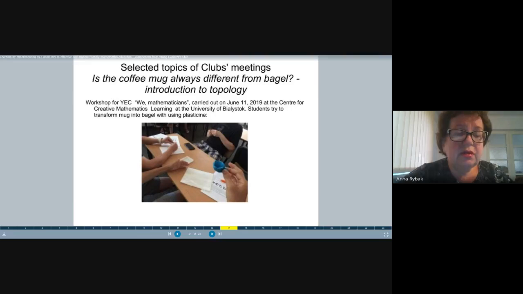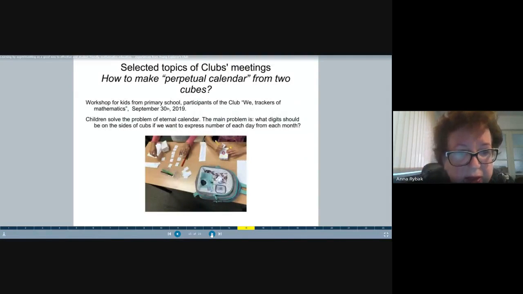Of course, we did not finish our meeting only with doing something with plasticine, but there were also imaginary activities, because it was necessary then to discuss the problem of dimension, and it was a trouble for students, so we started to draw something on the blackboard, and then abstract activities. The next, please.